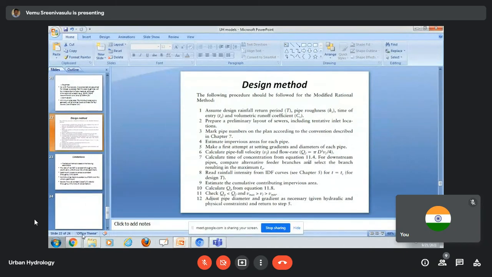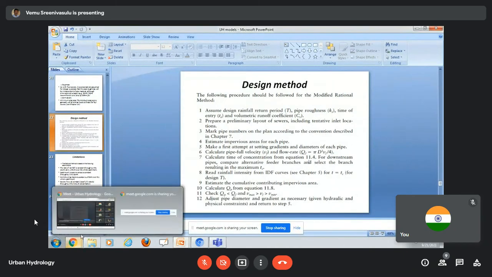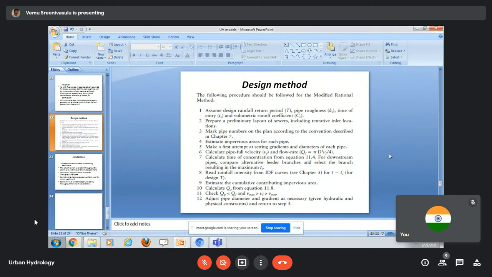Yeah, it will be like this. Let us say, for example, this is the subcatchment. Okay. So for this subcatchment, let us say this is your drainage pipe. Okay. Generally drainage pipes are laid along the road network. Okay. This is your drainage pipe, right? So assume a diameter of this pipe and assume a gradient of this pipe.